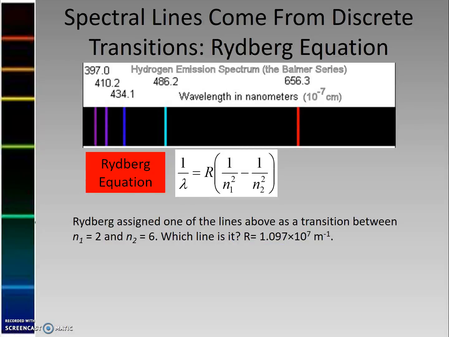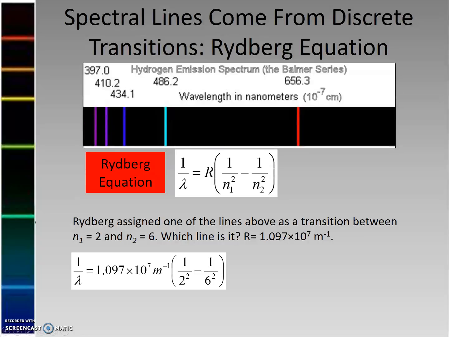Here's how we use the Rydberg equation. So this is something that Rydberg might have done when he was first analyzing information. One of these lines turns out to have an n1 equals 2 and an n2 equals 6. And the question is, which one of these 5 lines is it? So what do we know? We know the n1, so we're going to put that in for our first fraction, 1 over 2 squared. We know that our second line is 6, so we're going to put that in our second place in the equation. And then we'll plug in Rydberg's constant. And what we're missing is the wavelength, or 1 over the wavelength is what we'll solve for.